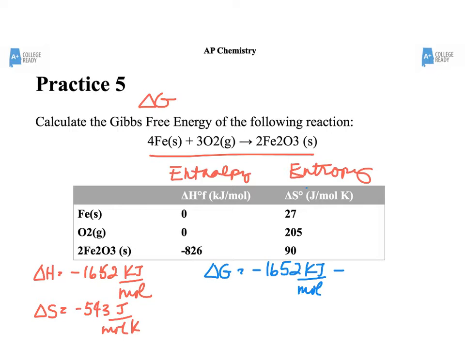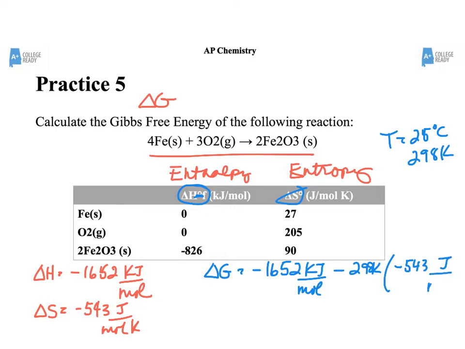If you look at your delta S values and your delta H values, you see that little naught symbol. What does that little naught symbol mean? Standard conditions. And what's the temperature at standard conditions? 25 degrees Celsius or 298 Kelvin. So here our temperature is 298 Kelvin times my delta S. Negative 543 joules per mole Kelvin.